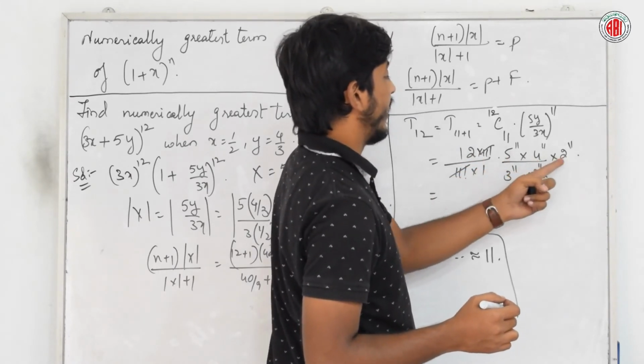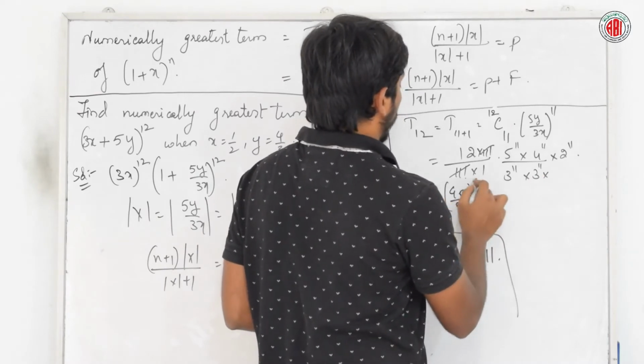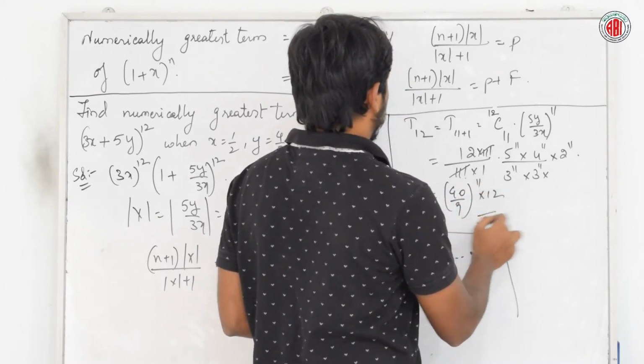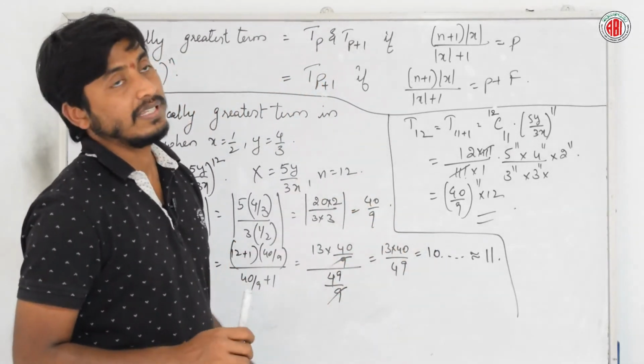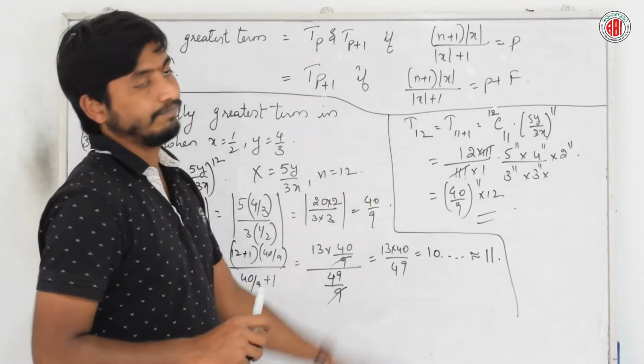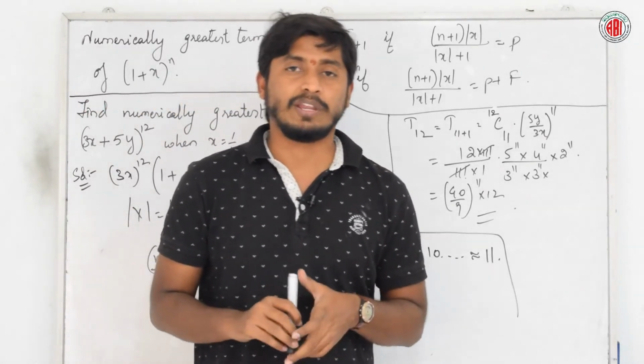5 4s are 20. 2 2s are 4. So 40 by 9 whole power 11 into 12. This will be my answer, which is nothing but the 12th term, which is the numerically greatest term. Is it fine? Did you understand? Shall we move on to the next problem?